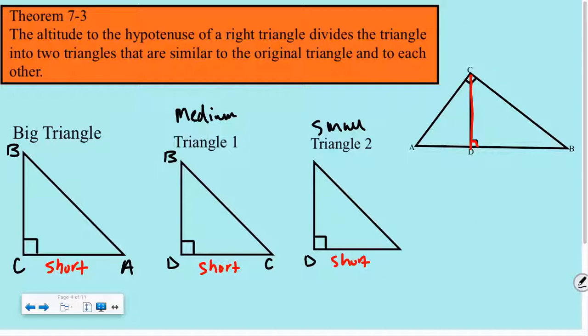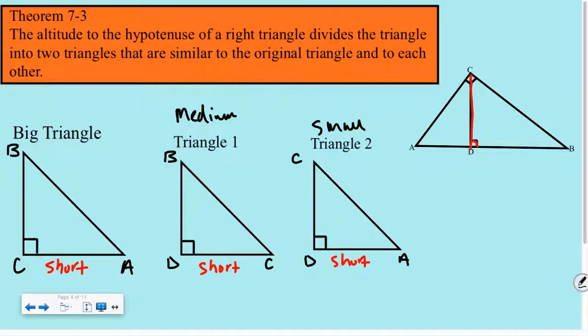So in our tiny triangle, is it AD or CD that's smaller? AD. So I'm going to put A on the bottom with D, and then C up here on the top. When you label it that way, all the bottoms correspond to each other. They're all the shortest sides of the triangle. All the left sides correspond. They're all the medium sides.